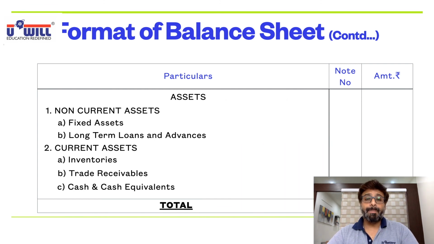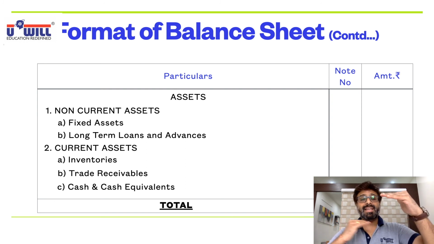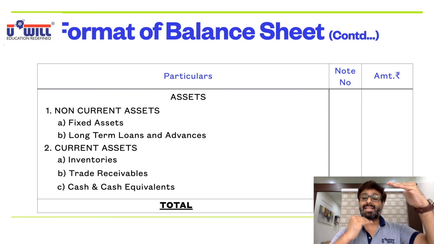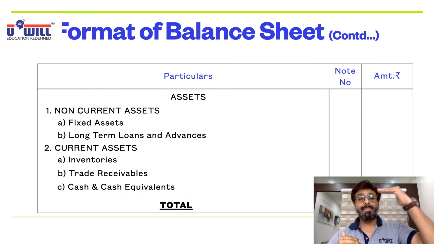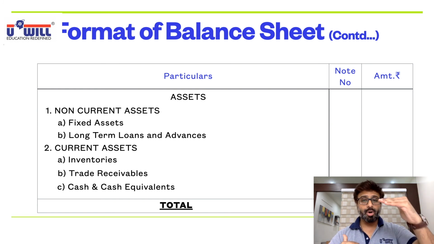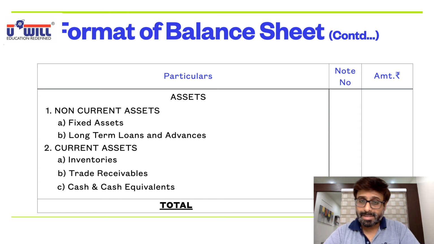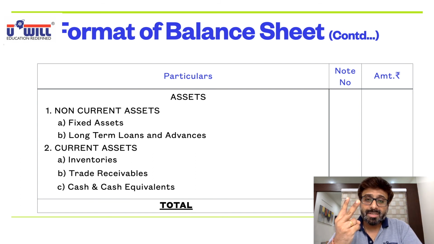Let us recapitulate it once again. Two main headings instead of simply liabilities and assets: equity and liabilities and assets. Equity and liabilities. Equity, shareholders funds. Liabilities, non-current liabilities and current liabilities. Which two things in shareholders funds? Share capital and reserves and surplus. Non-current liability only loans, long-term loans.